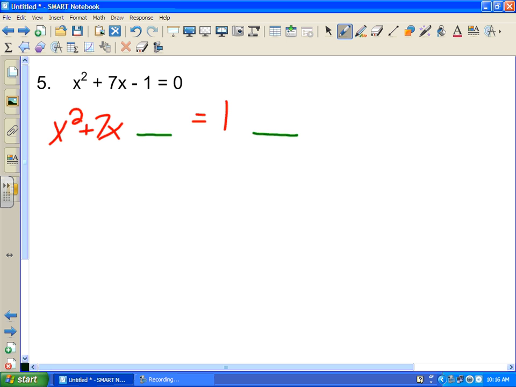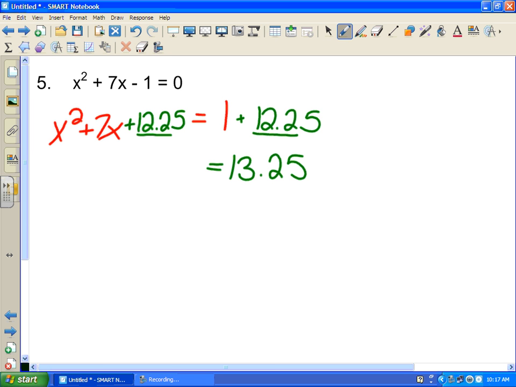Anyone? 12.25. How do you get 12.25? 7 divided by 2 and then square that. So 3.5 squared. So since we added 12.25 to the left side, we need to add 12.25 to the right side. Okay. Right side, that's going to be easy to simplify. It's just 13.25.